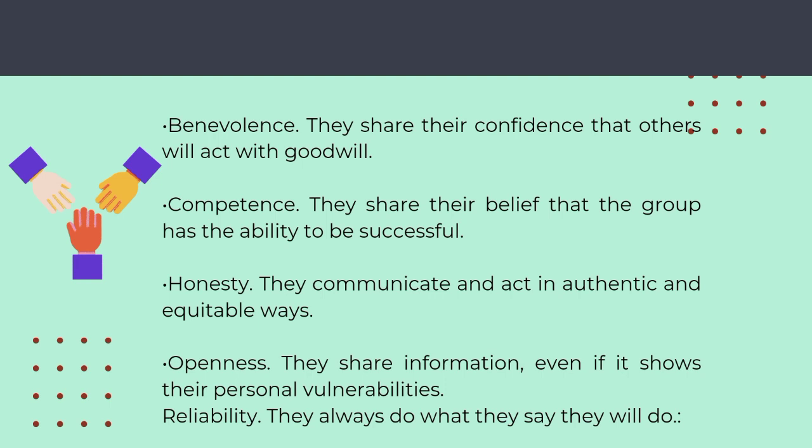So, first one is benevolence. They share their confidence that others will act with goodwill. Next one is competence. They share their belief that the group has the ability to be successful. Third one is honesty. They communicate and act in authentic and equitable ways. Fourth one is openness. They share information even if it shows their personal vulnerabilities. Last one is reliability. They always do what they say they will do.